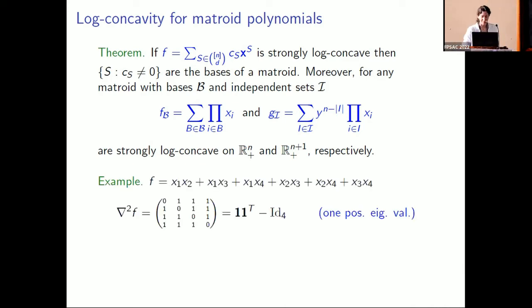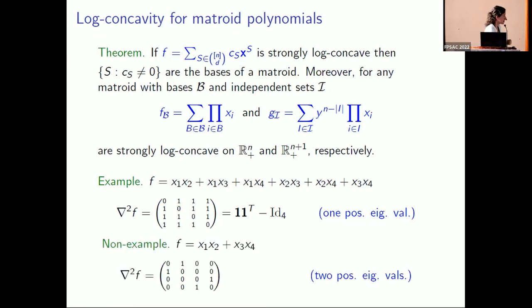And here's the same example again. And just to check, if we take a non-example of the bases of a matroid and we take its Hessian, in fact, we get a symmetric matrix that's block diagonal and has two positive eigenvalues, and so this polynomial is not strongly log concave on the positive orthant.